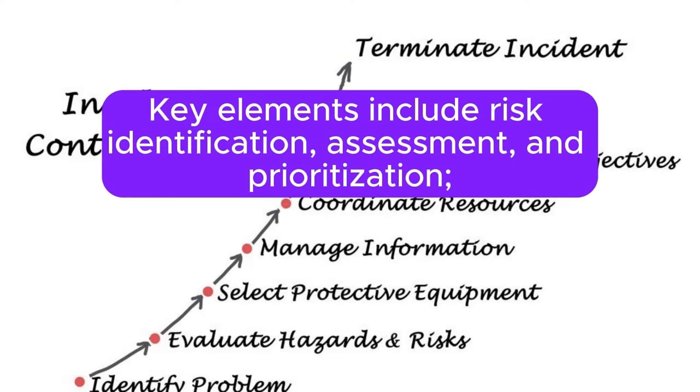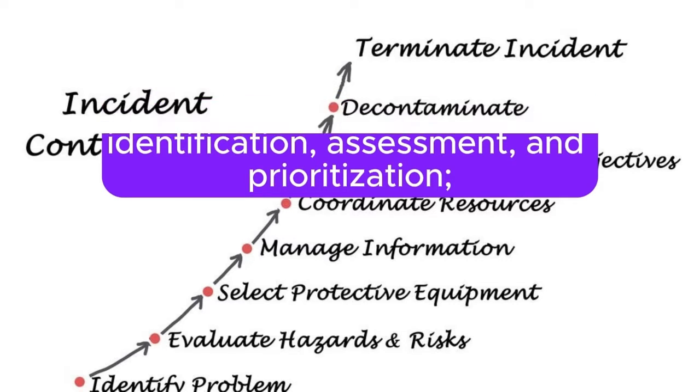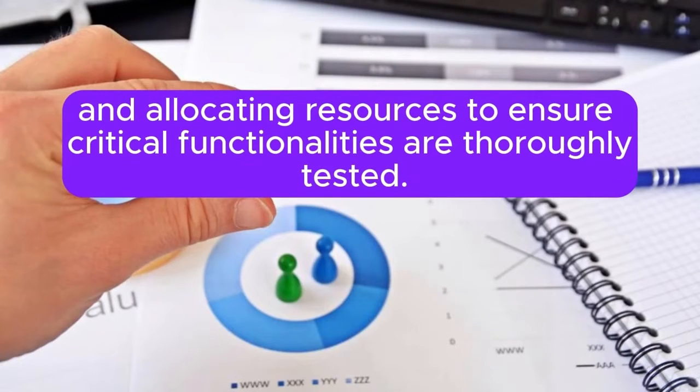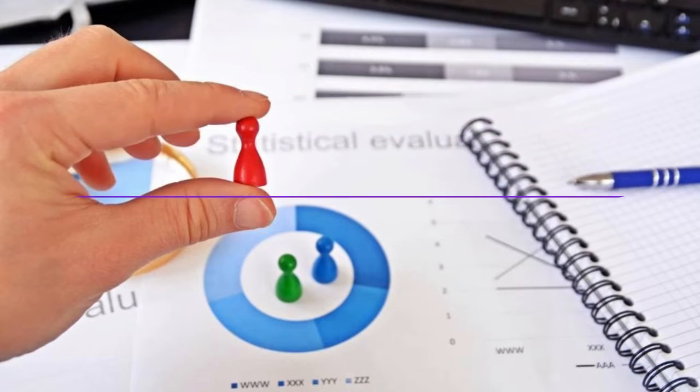Key elements include risk identification, assessment, and prioritization, designing test cases that focus on high-risk areas, and allocating resources to ensure critical functionalities are thoroughly tested.